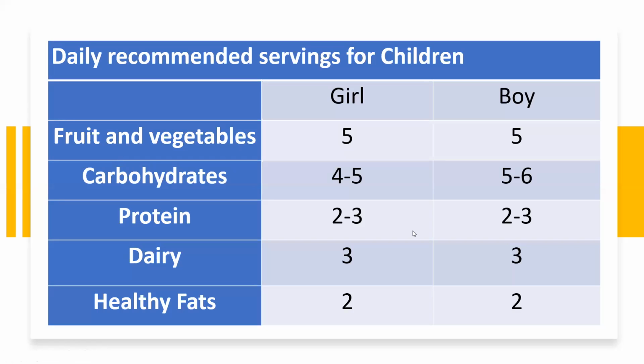The daily recommended amount of servings is different for boys and girls, and it's different for children and adults. If you look on the screen, for fruit and vegetables, for boys and girls, it is up to 5 or more. For carbohydrates, for a girl, it's 4 to 5, whereas for a boy, it's 5 to 6. Protein, we've got 2 to 3 for boys and girls. Dairy, we've got 3 for boys and girls. And healthy fats, we've got 2 for boys and girls as well. Those are the different serving sizes that children can have every day for the different food groups.